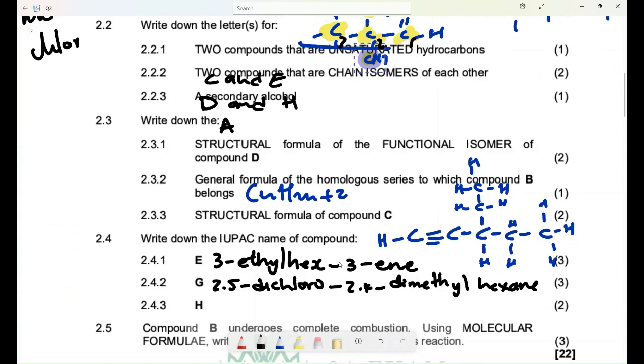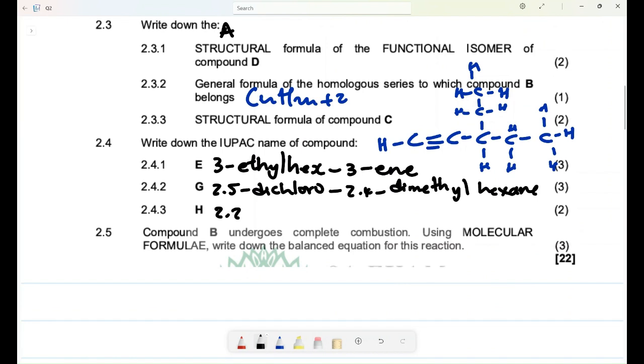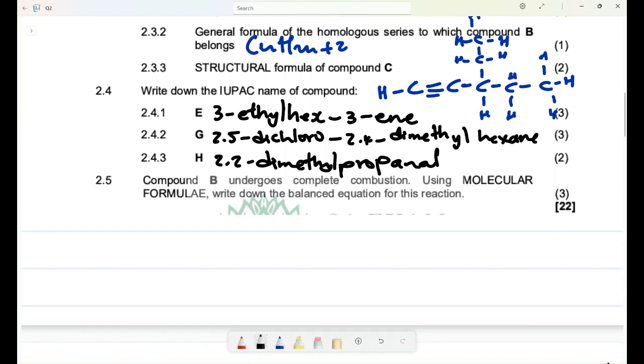Okay, so it is 2,2-dimethyl, then methyl prop, which is for 3, okay, prop, then what? Remember, for aldehyde, al, so it should end with propanal. So it is 2,2-dimethylpropanal. No need for naming the position of the functional group. It is always in carbon number 1. So it is dimethylpropanal.